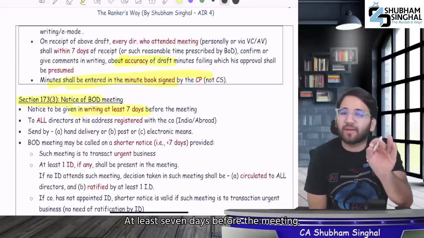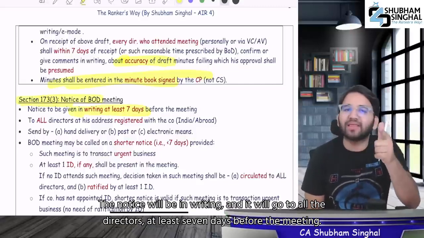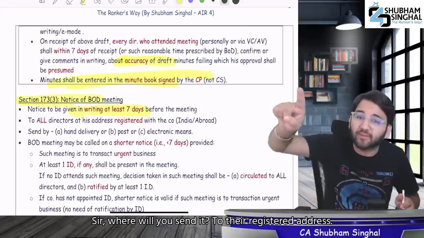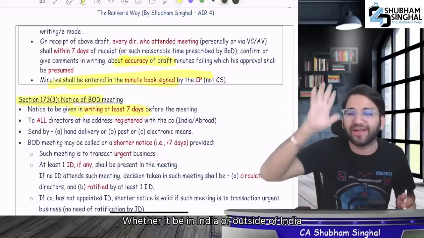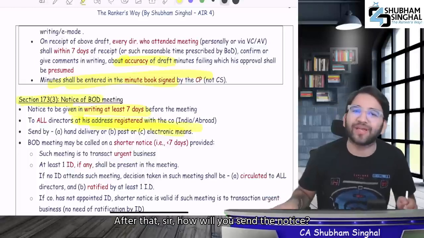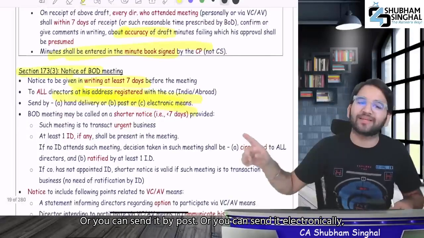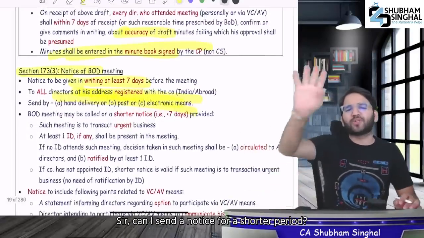At least 7 days before the meeting. It will be in writing. It will go to all directors just 7 days before. Where will you send it? To their registered address, whether it be in India or outside of India. Then how will you send the notice? Hand deliver it, or send it by post, or send it electronically. Can I send notice for a shorter period?